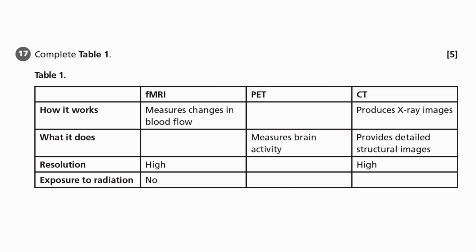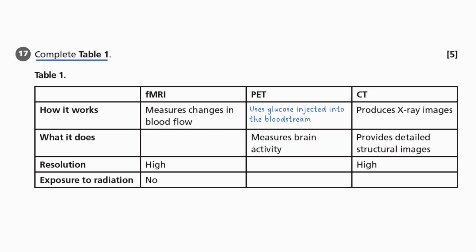And the question says complete table 1. So there's 5 spaces and you need to fill in the gaps which haven't been filled in. So the first thing is how it works. So an fMRI measures the changes in blood flow and a CT produces X-ray images. So you need to just write one line on what a PET scan does. So I've put it uses glucose injected into the bloodstream.